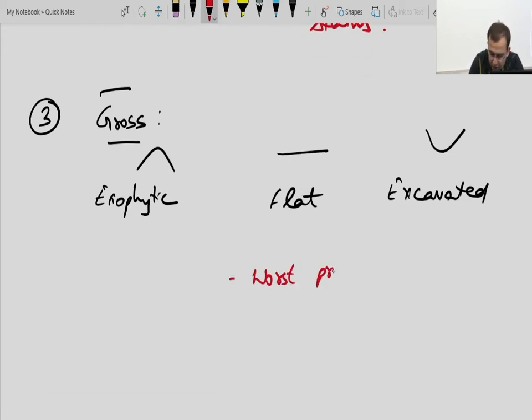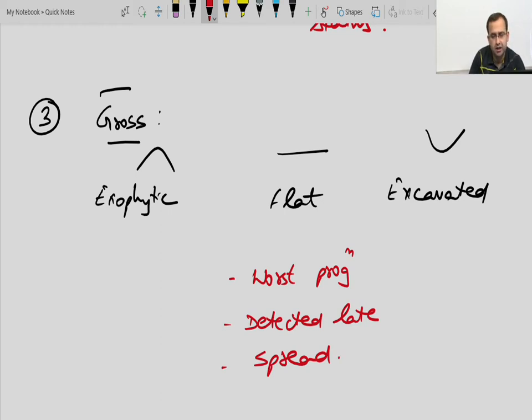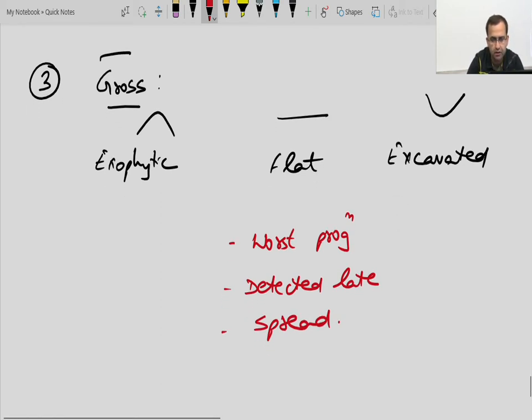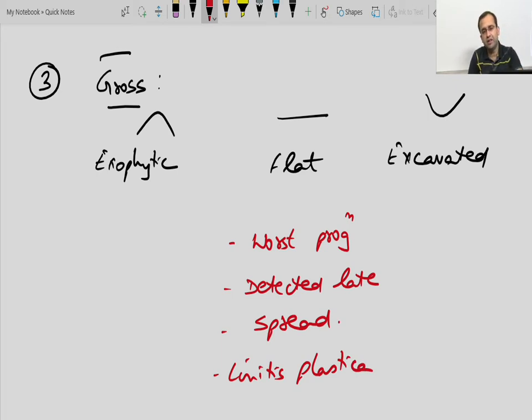Worst prognosis, flat type. Why? Because it is detected late and has spread by the time it is detected. And this has a fancy name called Linitis plastica. Done. So gastric adenocarcinoma was the most common gastric malignancy and is an epithelial tumor.